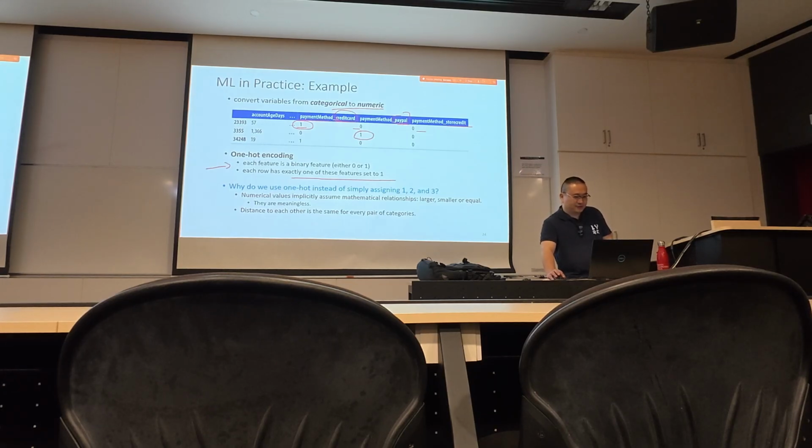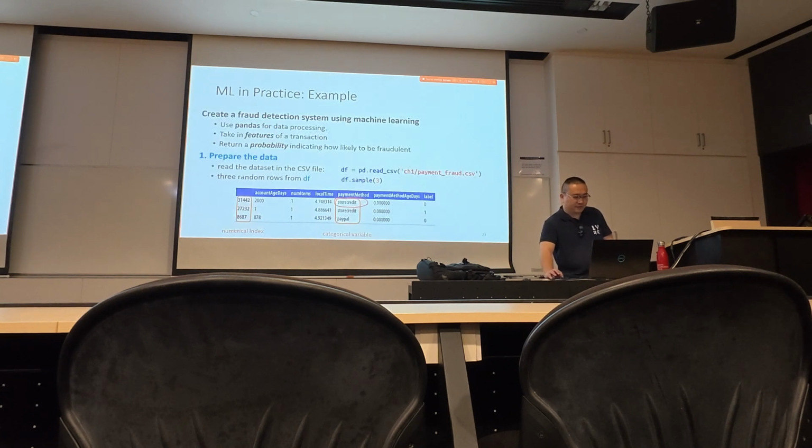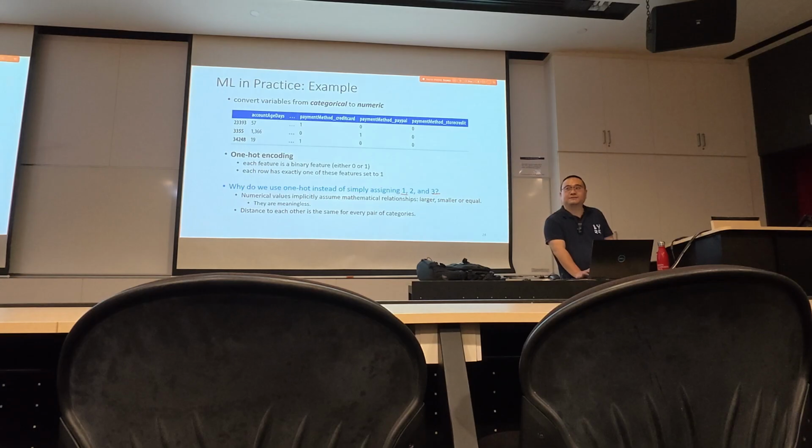And here is a question. Why do we use one-hot encoding instead of simply assigning 1, 2, 3? If we go back to the previous values, why don't we just say store credit is 1, PayPal is 2, and another value is 3? That's a straightforward method compared to one-hot encoding. If we just do the simple method, for example, just give 1, 2, 3 to the original values, this can cause some problems.